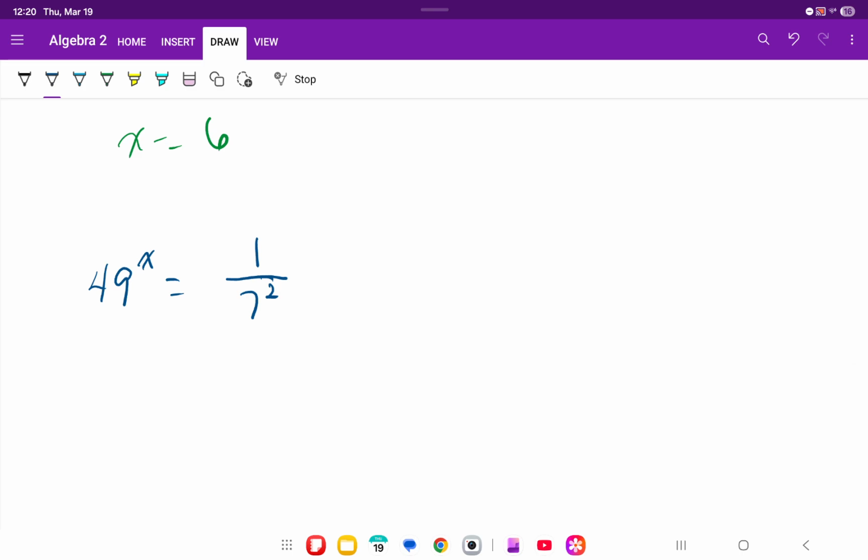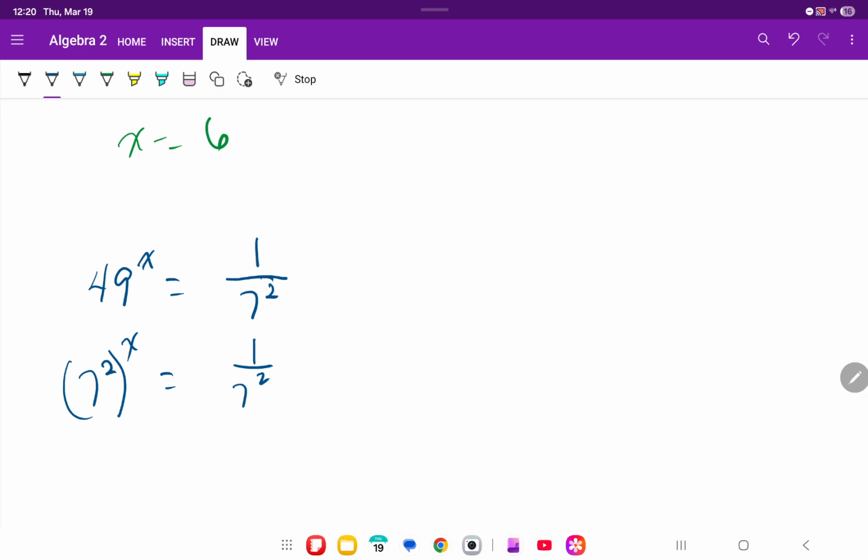So 49 we know is 7 squared. So what we're going to do is we're going to say that this is 7 squared raised to the x power. And we want that to be equal to 1 over 7 squared. So that would be 1 over 49. Now what we're going to do is we want this to both be a base 7.